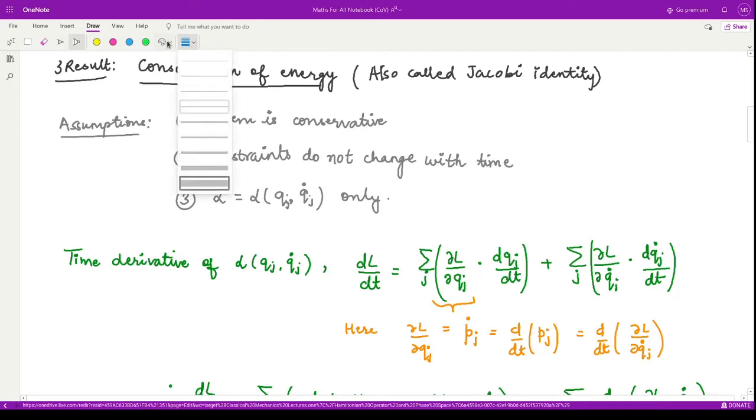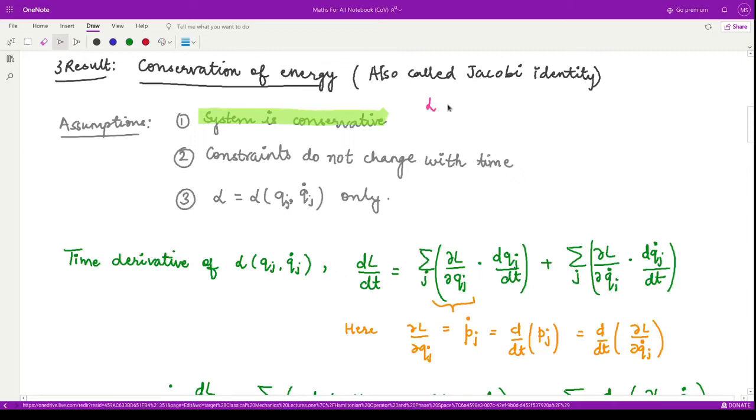Here we are making a few assumptions. The first one is that our system is conservative. That means this L depends only on the qj's and time, and not on qj dot. That means del L by del t would be equal to 0, because our system is conservative. And the constraints involved also do not contain time, and the Lagrangian is only a function of qj and qj dot. So this is the definition.